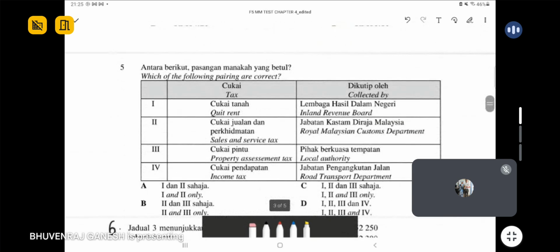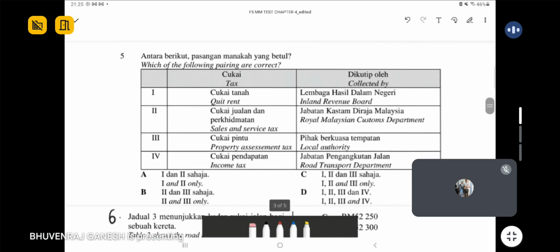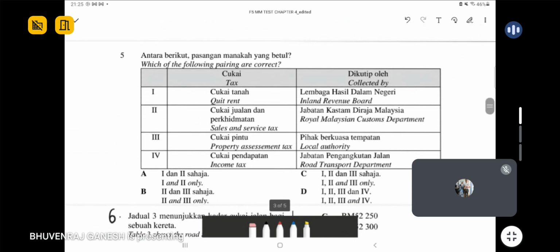Okay, next person. Theory. Next one, Emily. Can you try and see who will collect this type of tax? So this one memang must memorize, no other way. But you can be smart a bit and guess correctly based on the name.